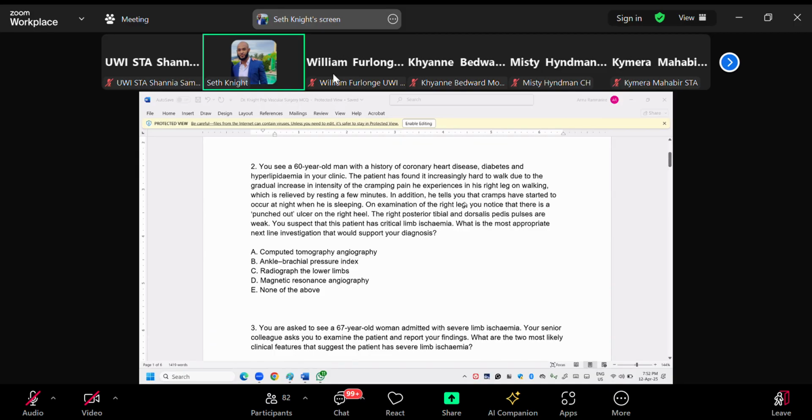But anyways, in addition, he tells you the cramps started to occur at night when he is sleeping. On examination of the right leg, you notice a punched out ulcer on the right heel, and you suspect that he has critical limb ischemia because he has diminished pulses. The most appropriate next investigation in chronic lower limb ischemia, your best first line investigation, is ABPI. Fantastic. If they were to ask which investigation this patient would have when being worked up for surgery, it would be CT angiography.